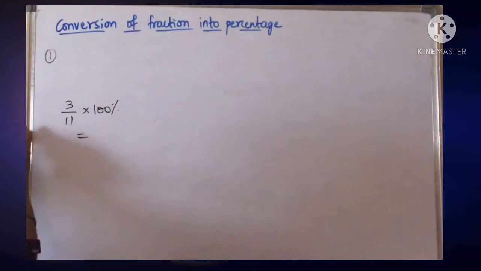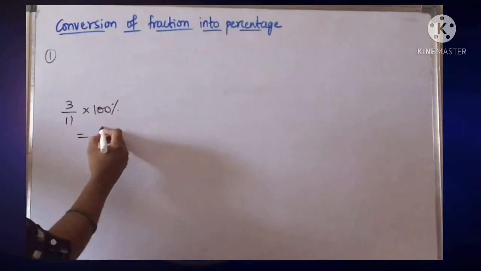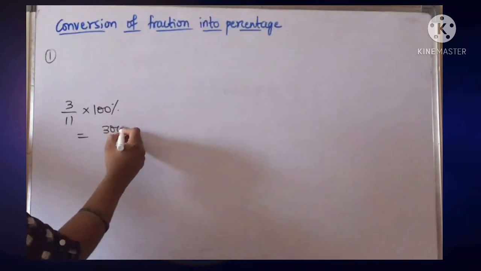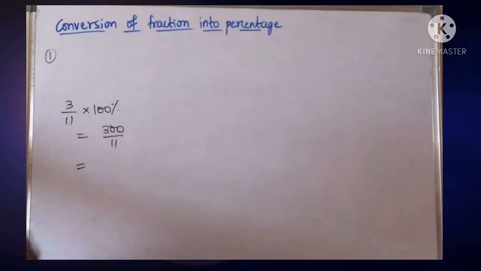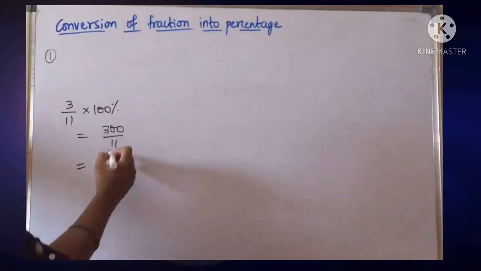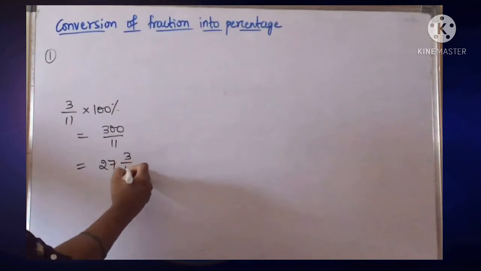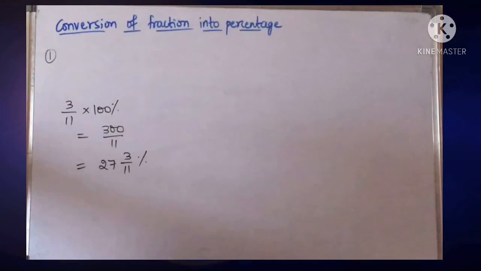So how much will you get, children? This is 3 by 11 times 100, so 3 into 100, 300 by 11. When you convert this into a mixed fraction, 11 2s are 22, remainder 7. So 27 3 by 11% is the answer.